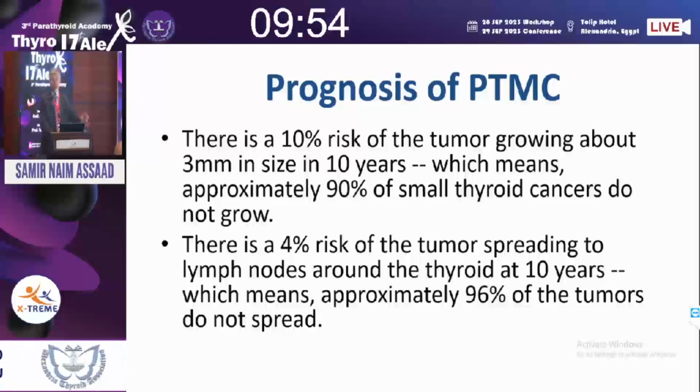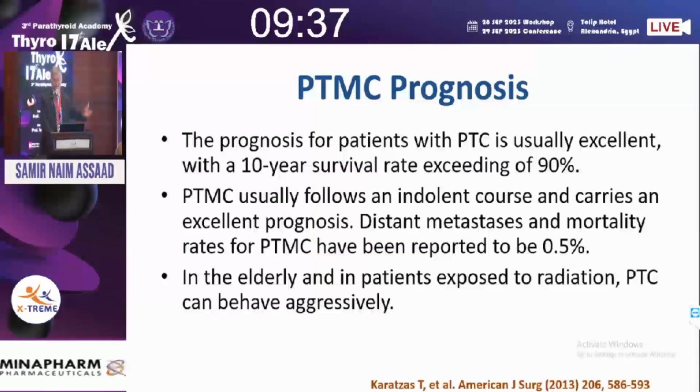Second important thing, the risk of tumor spreading to lymph nodes is only 4% over 10 years. So this means that approximately 96% of papillary thyroid microcarcinomas do not spread to the lymph nodes. So it seems they've got excellent survival, excellent prognosis. And the problem is that an elderly patient, or a patient, as I mentioned, with a history of irradiation to the neck is different. Papillary thyroid microcarcinoma can have a somewhat worse prognosis.